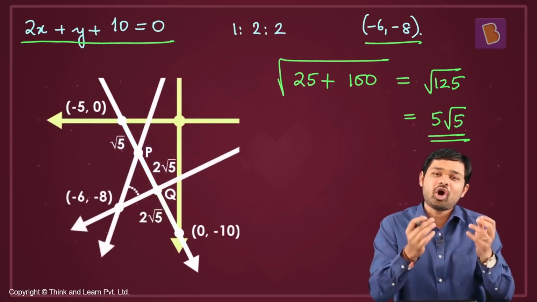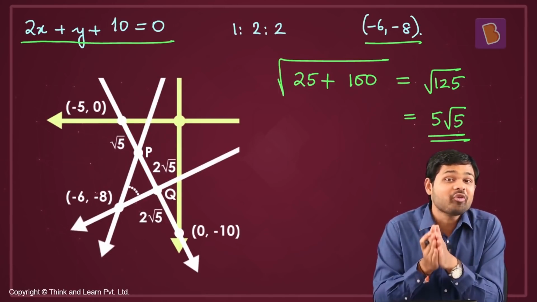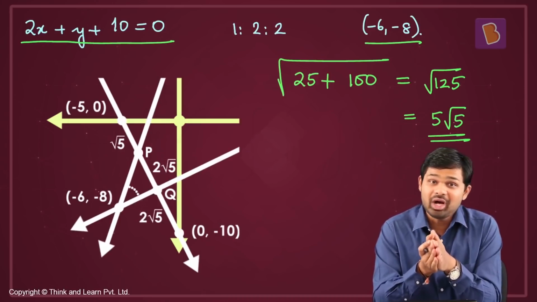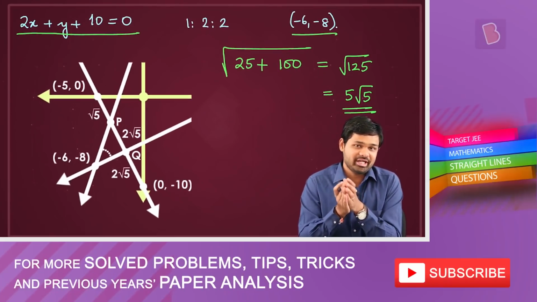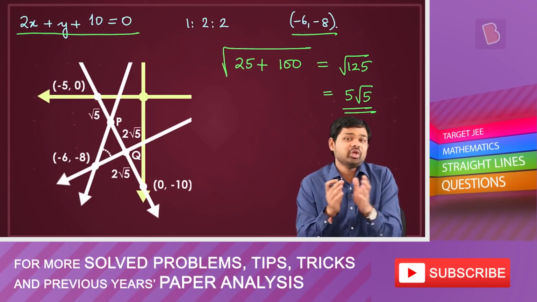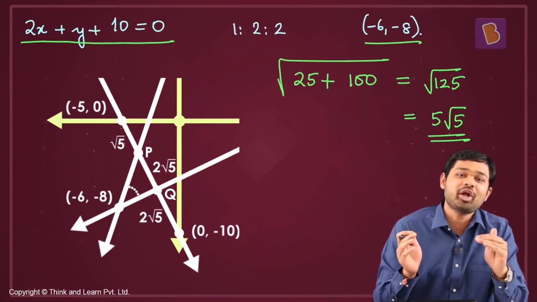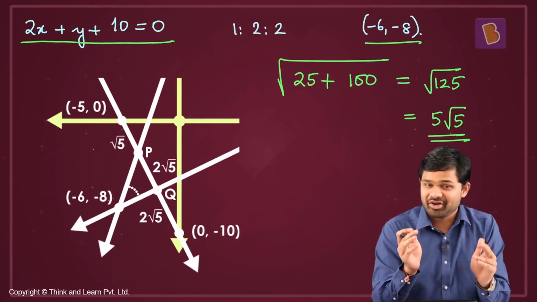Now we have to find out the coordinates of P and Q, and using the fact that the slope of the line is -2, I'm going to very easily find out what are the coordinates of these points. Because what is the meaning of slope equal to -2? Slope equal to -2 means when I move vertically by 2 units down, I have to move horizontally by 1 unit to the right. Correct?